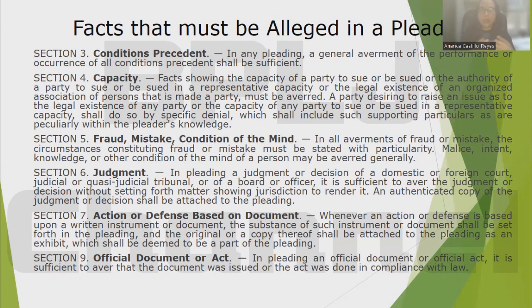Okay? Fraud, another fact that must be alleged: fraud, mistake, and condition of the mind. In all averments of fraud or mistake, the circumstances constituting fraud or mistake must be stated with particularity. Remember, fraud must be proved by clear and convincing evidence. So in your pleading, if there is an allegation of fraud, you must state with particular definiteness the facts constituting the fraud. A general allegation of fraud would not be sufficient. You must state with particularity the circumstances under which there was fraud.